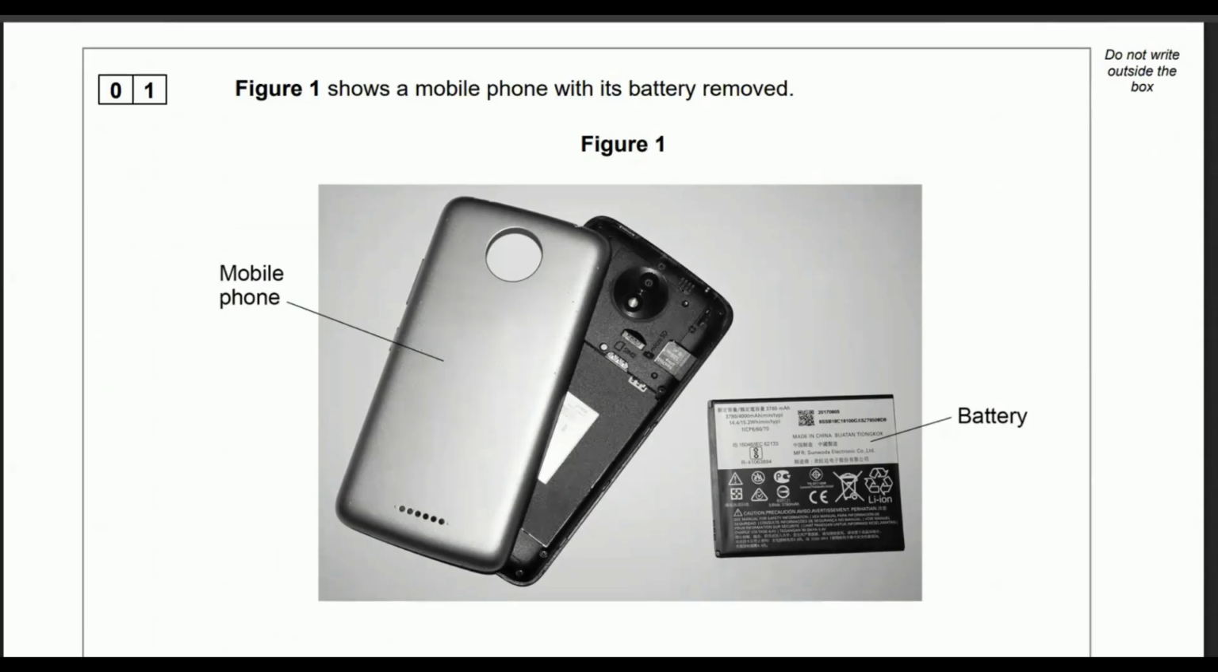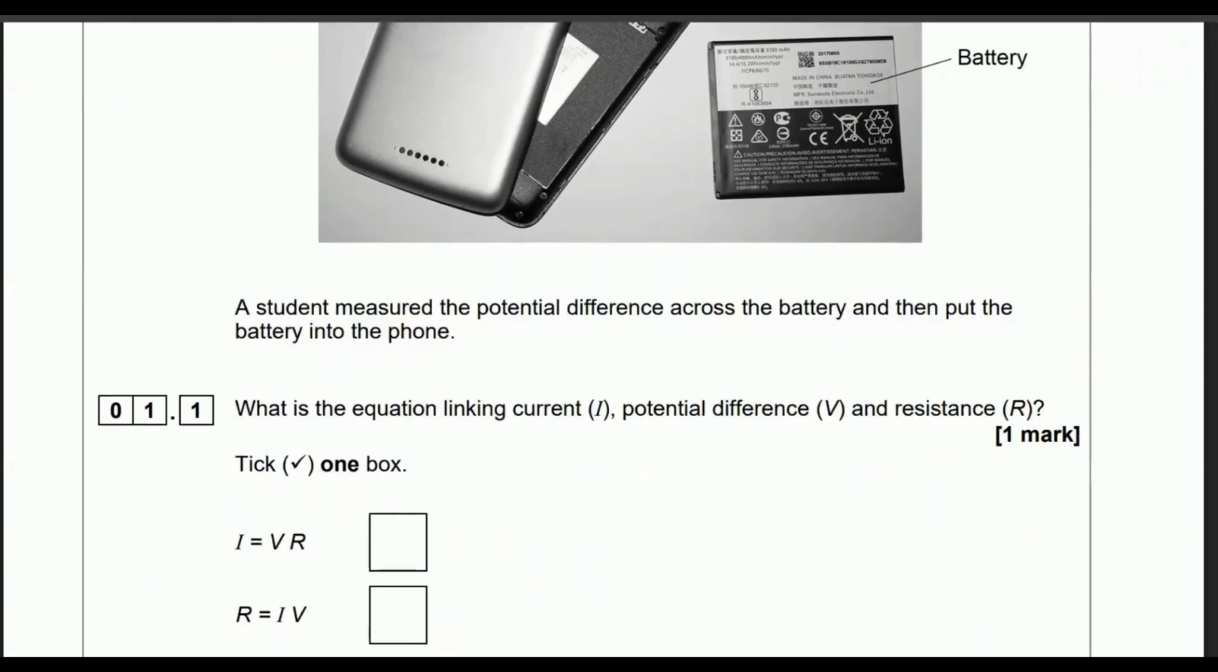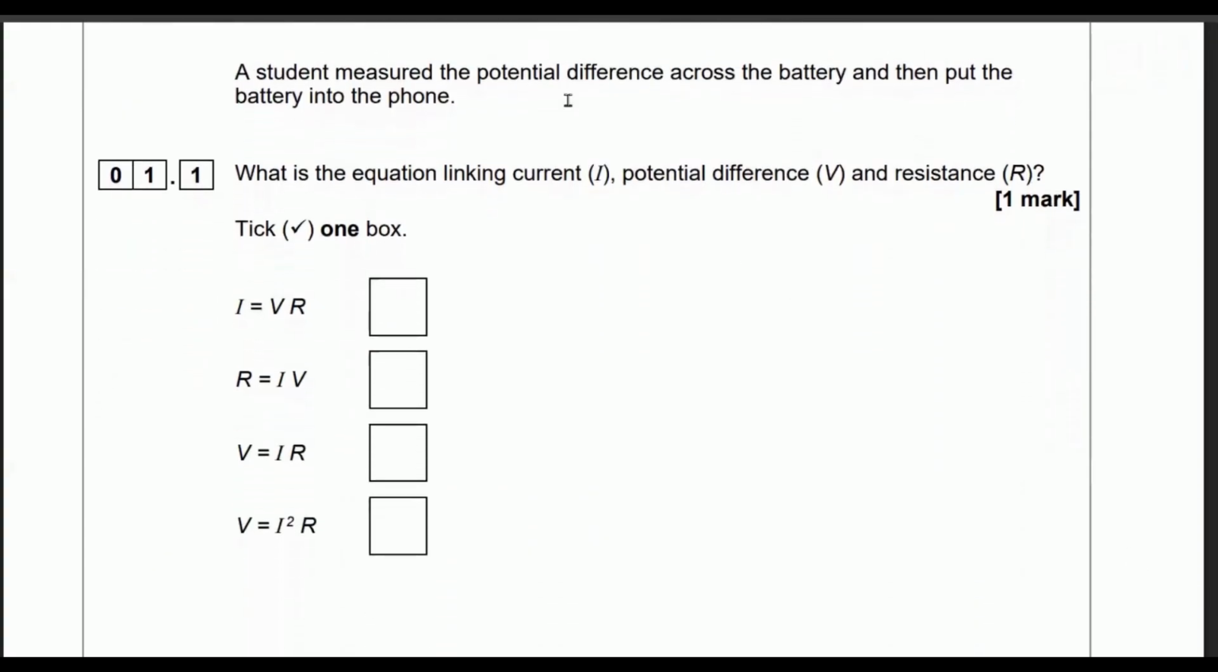Question 1. Figure 1 shows a mobile phone with its battery removed. There's the mobile phone, there's the battery removed. Let's go down and see what the rest wants to tell us. A student measured the potential difference across the battery and then put the battery into the phone. What is the equation linking current I, potential difference V, and resistance R?